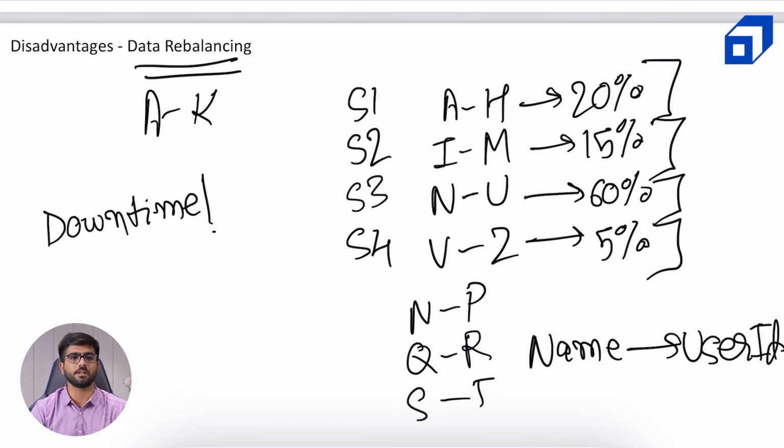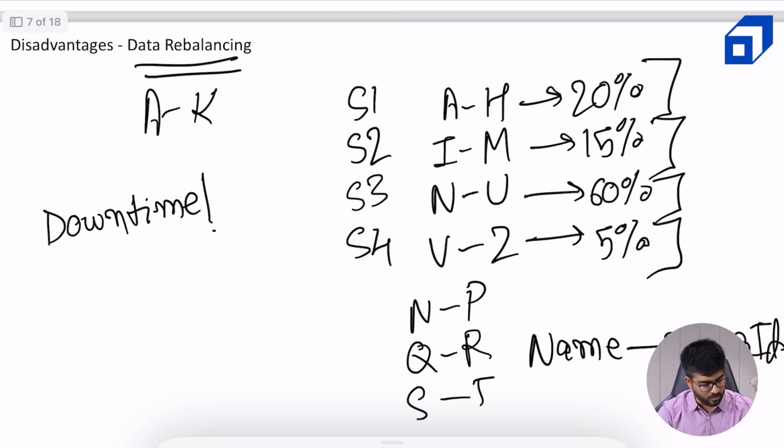So it is highly possible that the current situation will differ highly from the future situation, and this rebalancing will keep on happening at regular intervals. So downtime will also keep on occurring at regular intervals because of the migration, and this is one of the disadvantages in case the shards grow disproportionately. Now this affects availability. Availability is affected.